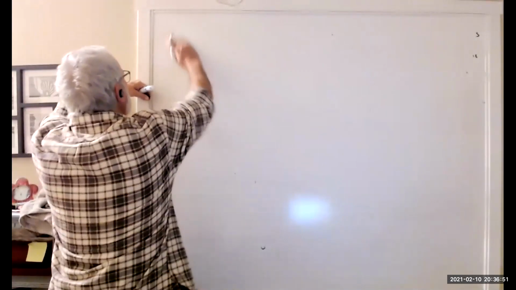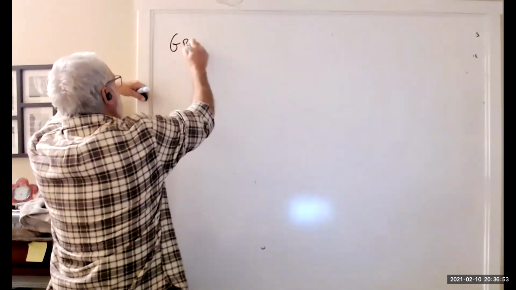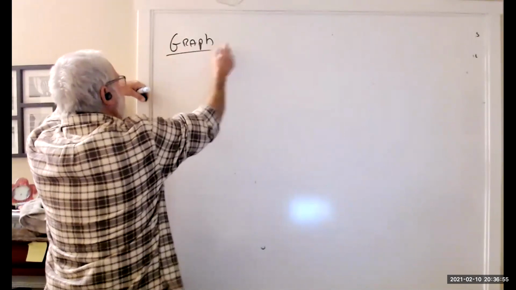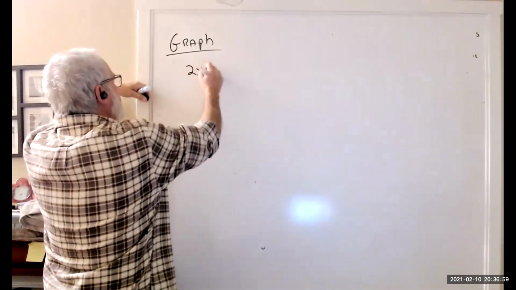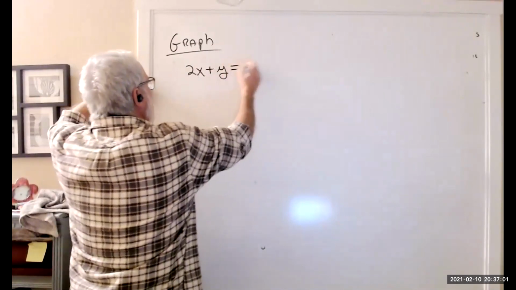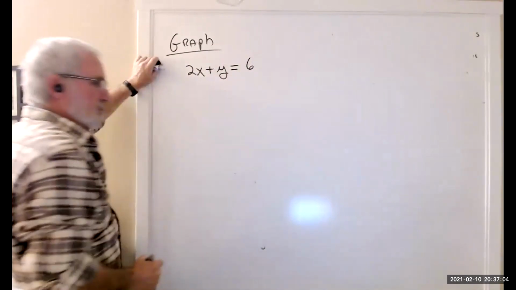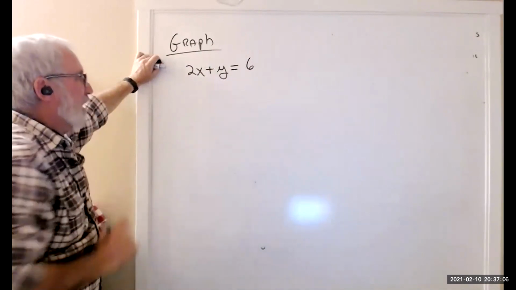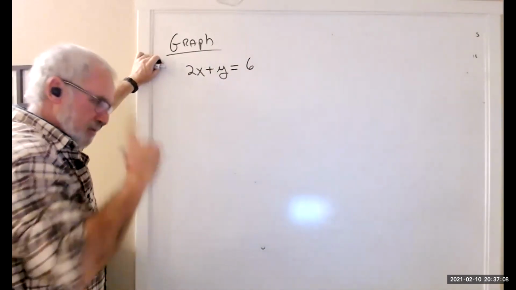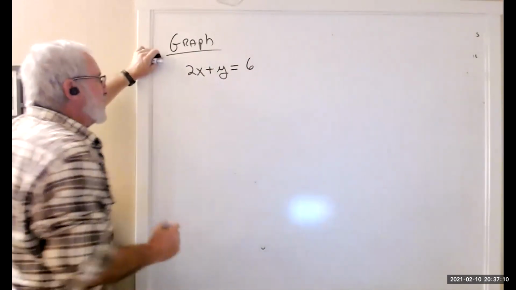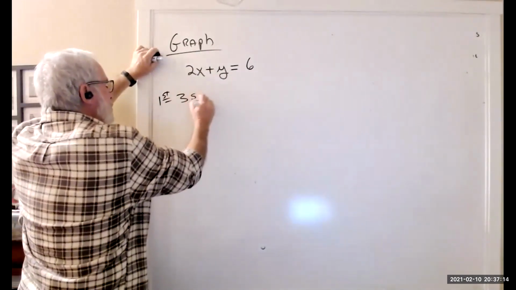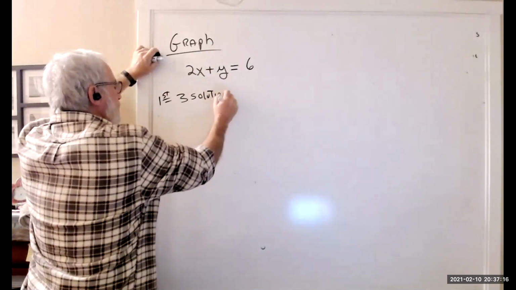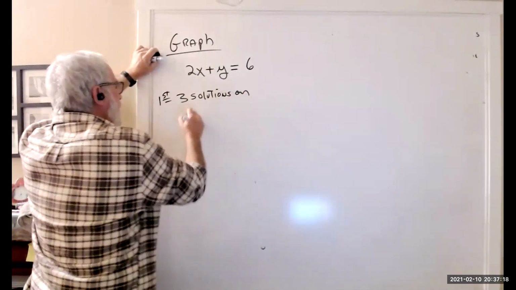But suppose I told you that I want you to graph, we'll take an easy equation, 2x plus y equals 6. Okay, 2x plus y equals 6. The first thing you do is you find 3 solutions on a table.